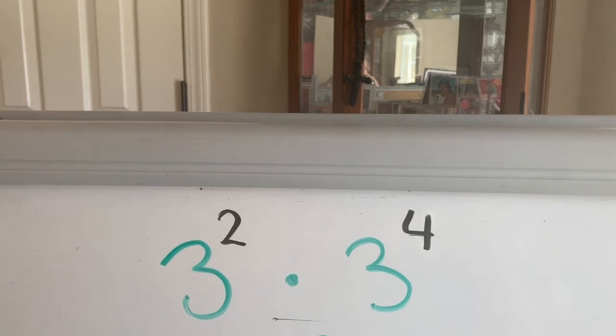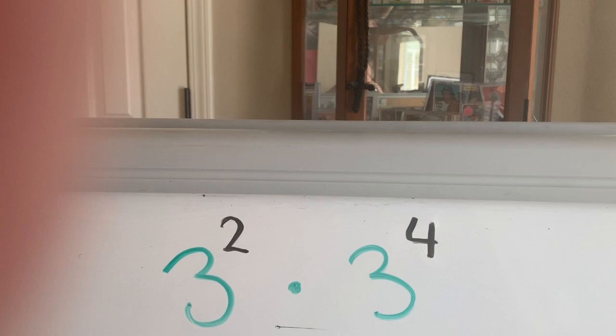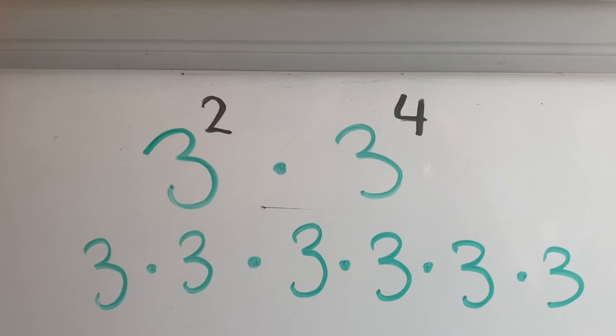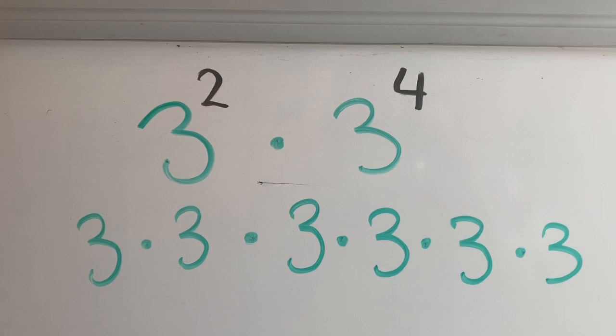Multiplying exponents that have the same base. 3 to the second power times 3 to the fourth power basically is equal to 3 times 3 times 3 times 3 times 3 times 3. All you need to do is keep the base and add the exponents. Your answer is 3 to the sixth power.